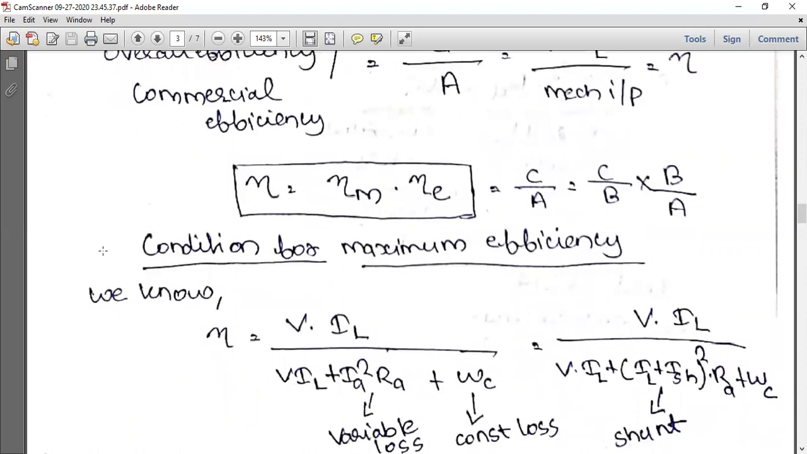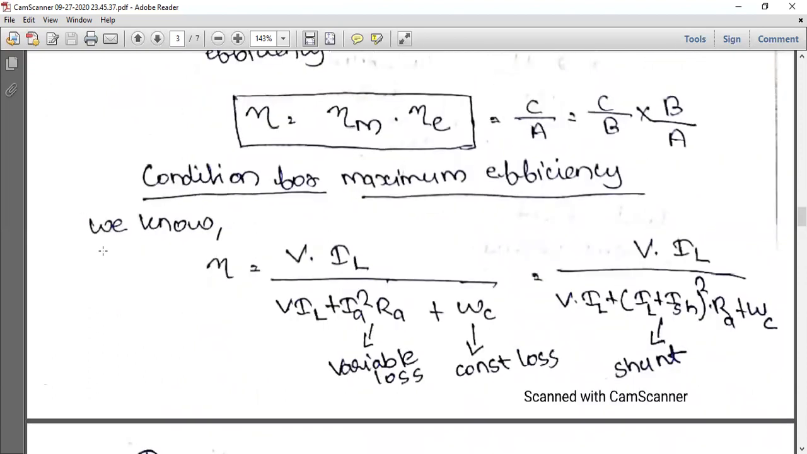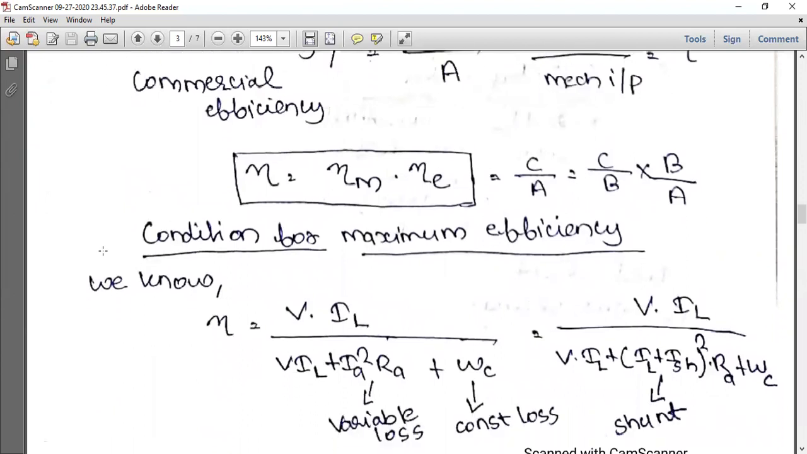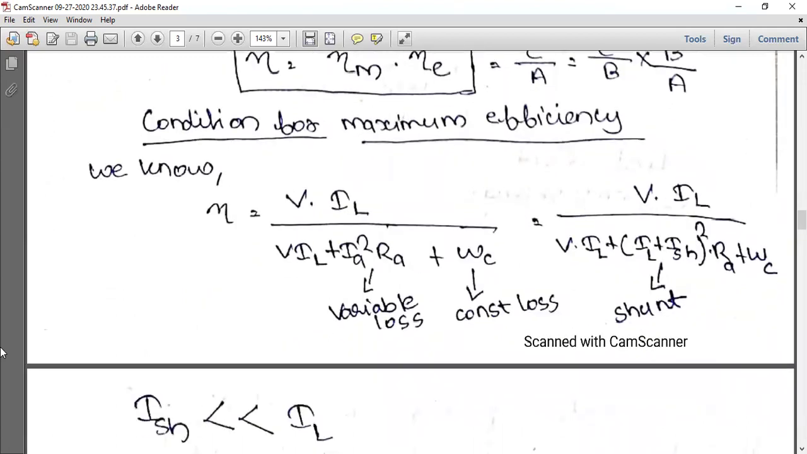So we know that efficiency is equal to output by input. Here we can write output by output plus losses, so input can be written as output plus losses, right? Losses are variable loss and constant loss. In case of a shunt generator, armature current is equal to IL plus ISH. So efficiency is V into IL by V into IL plus (IL plus ISH) square into RA plus the constant loss. All the other losses together we take as the constant loss.